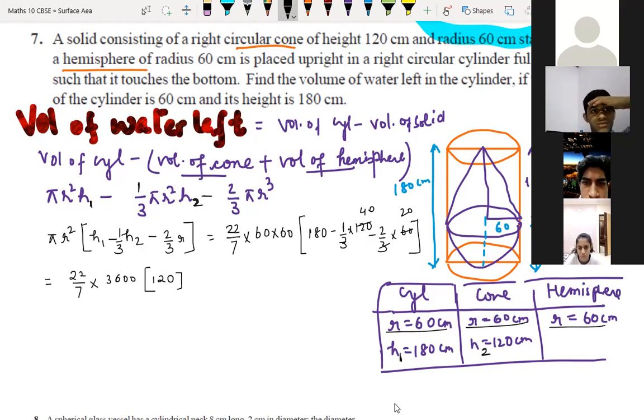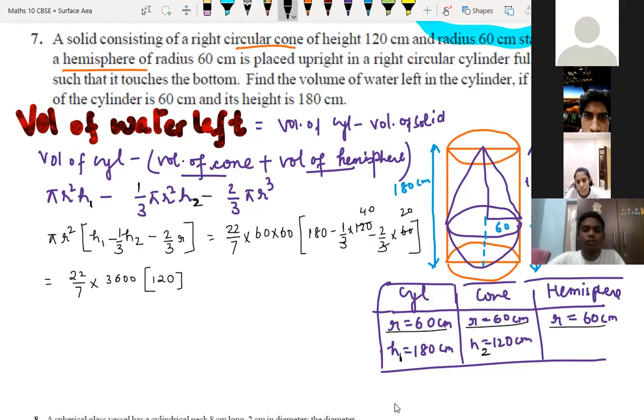Now we have to solve 22 by 7 into 3600 into 120. It doesn't go by 7, right? Here they have not given to put the pi value. Children, pi is 3.14. They have not given, right? So this will come in centimeter cube, correct? Now you have to solve. Approximate, if you want to do, you can do that. 3.14 into 3600 into 120 centimeter cube.